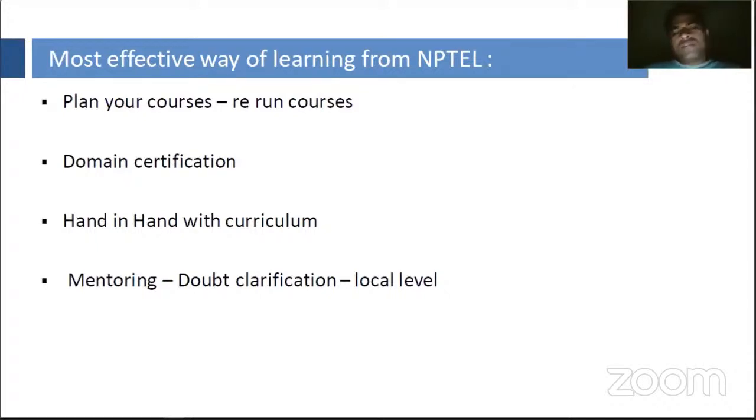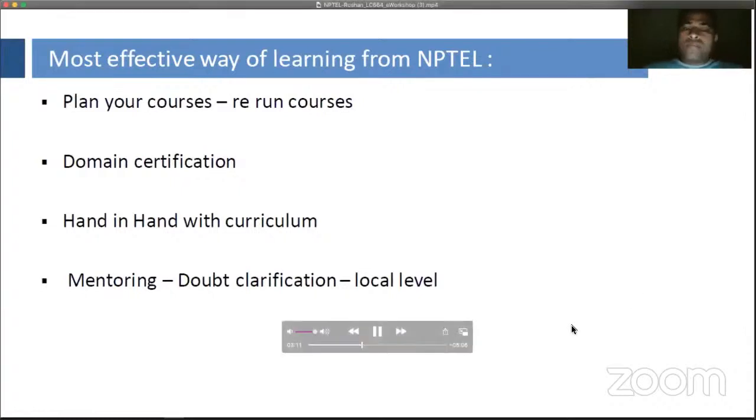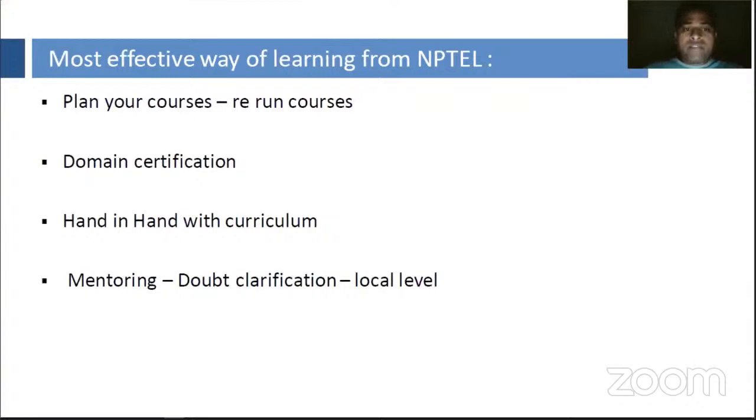So NPTEL gives a list of all the courses that are run, probably I think for the next semester and for the next year also. So you plan your courses, and most of the courses are rerun courses. Apart from that, new courses also get added every time. So you have an idea of what courses would be floated for the next run. So plan your courses accordingly, and share all the details with your head of the departments, so that they can plan what is best for the students.